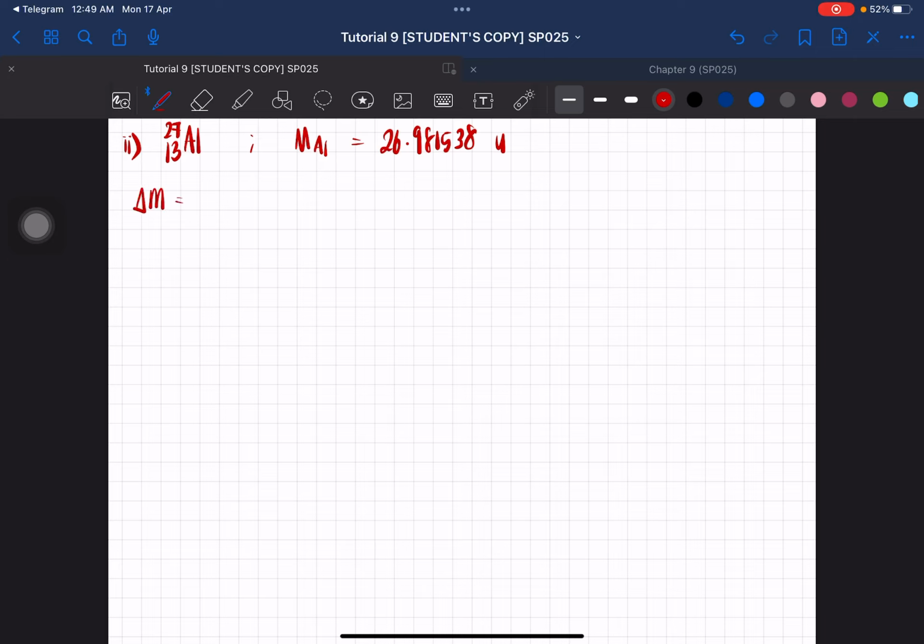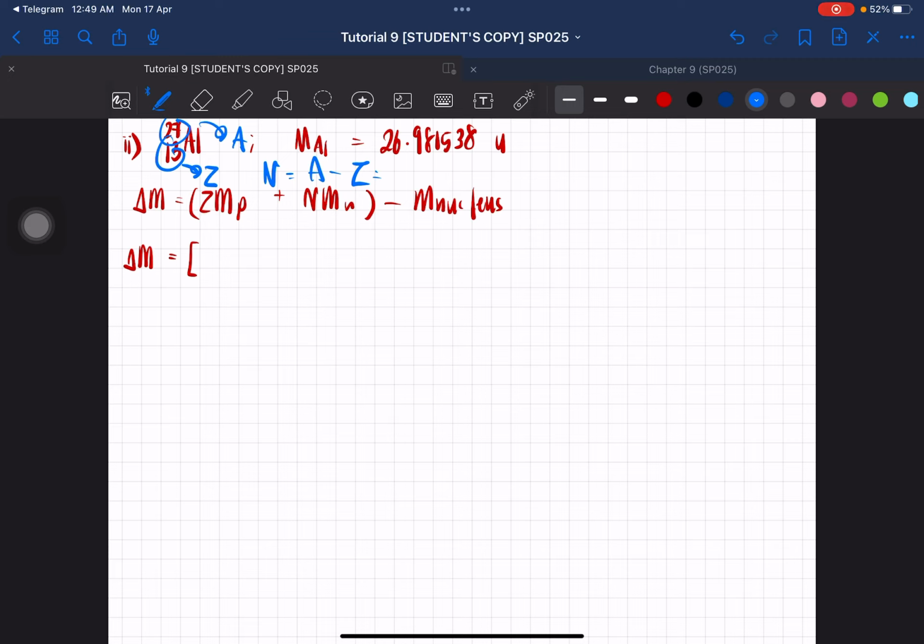Okay, so sama juga kita perlu cari mass defect. So delta M is equal to ZMP plus NMN minus mass of nucleus. So again, since the question give us the atomic mass of the aluminium, we have to find the mass of nucleus lah. Okay, so delta M is equal to Z, this one is A. So the neutron number is A minus Z, which is equal to 14. So this is 13.